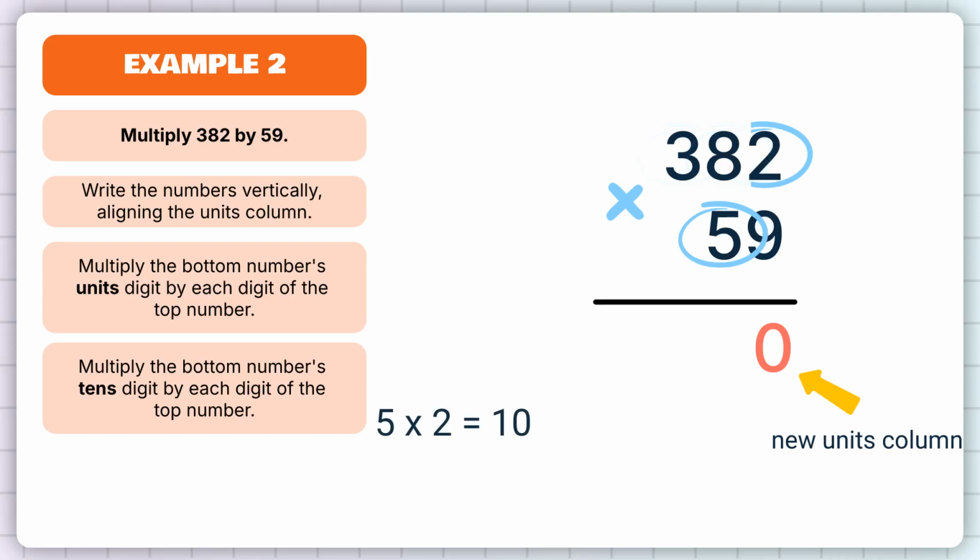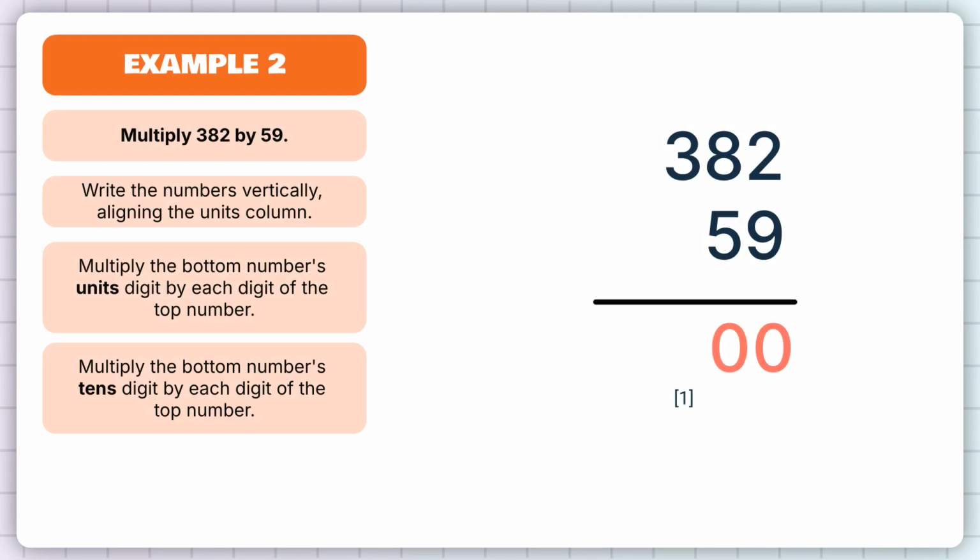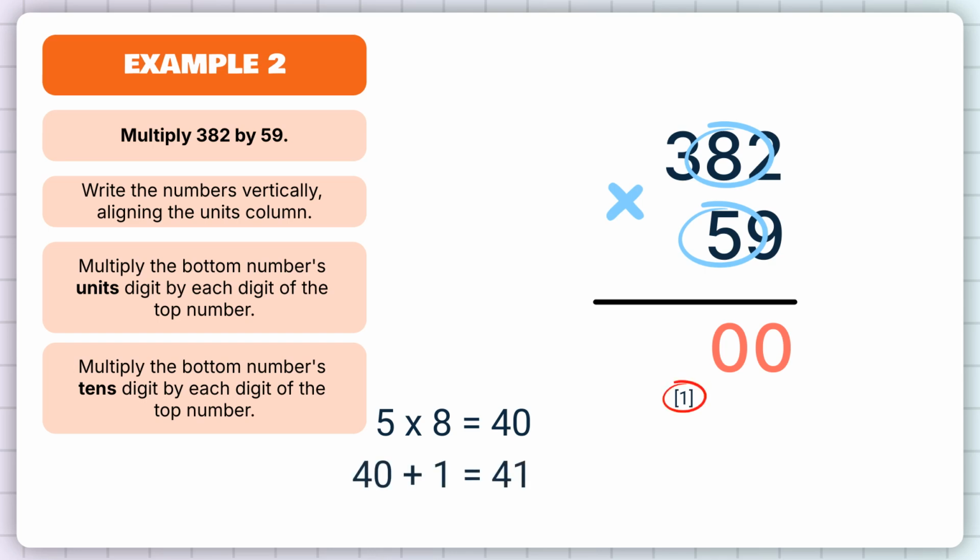Firstly, 5 multiplied by 2 is equal to 10. So we put 0, the units value of 10, in our new tens column, and carry the 1, the tens value of 10. Next, 5 multiplied by 8 is equal to 40. 40 plus the one that we carried is equal to 41. So, 1, the units value of 41, becomes our new hundreds column. We carry the tens value of 41, which is 4, across.